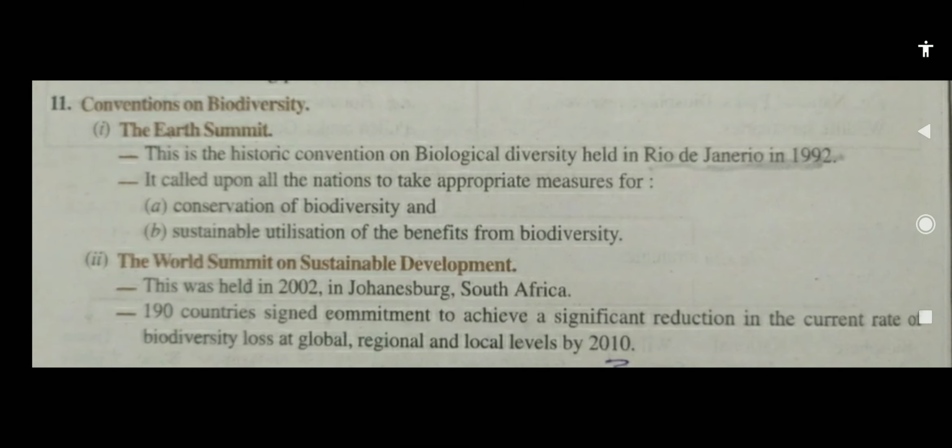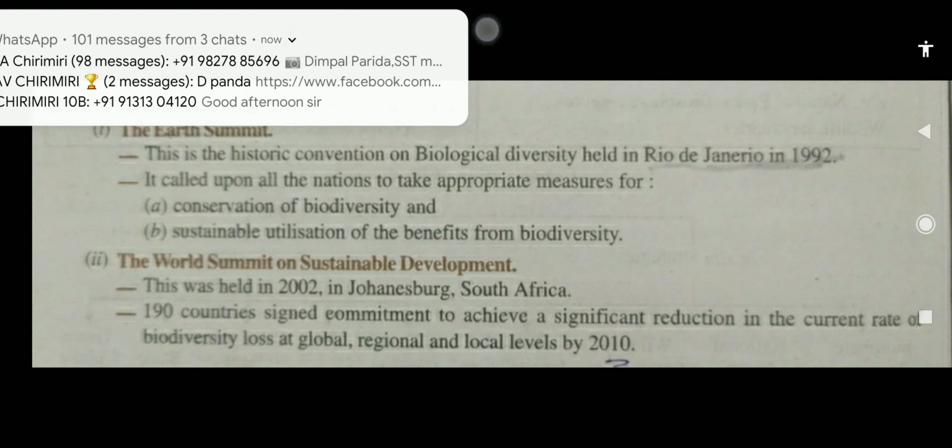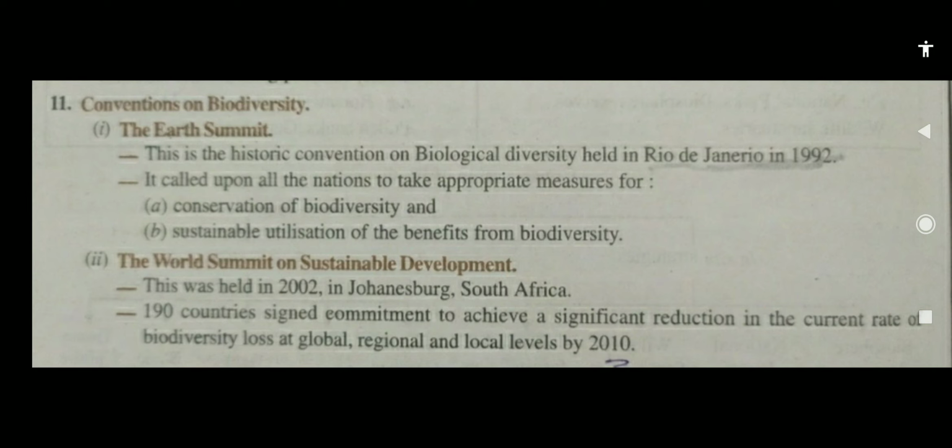Now, at the world level, world organizations are very conscious regarding biodiversity, because for biodiversity there is no political boundary, and biodiversity conservation is the responsibility of all nations. That's why meetings are held from time to time. This is the historic Convention on Biological Diversity, the Earth Summit, held in Rio de Janeiro in 1992.